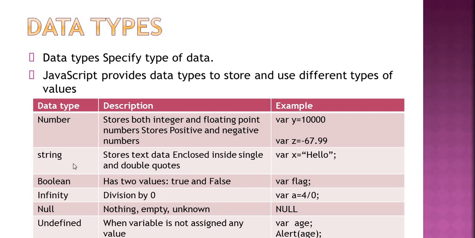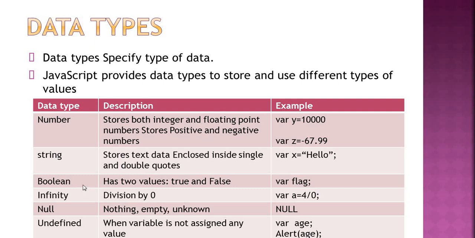Let us have a look at the second data type, string. String data type is used to store text. The text must be enclosed in single quotes or in double quotes. For example, var x equal to "hello". In this example, the text hello is enclosed in double quotes.